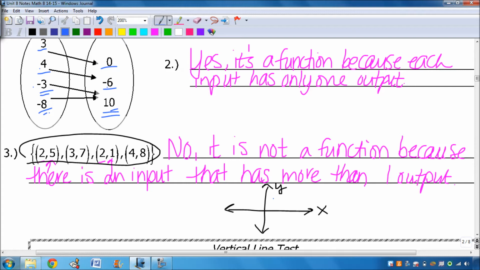And if I were to represent 3, 7, it would be to the right 3 and up 7, so it'd be a little bit higher. And then if I were to graph out 2, 1, it is right here, okay? And then 4, 8 is going to be even higher and more to the right. Now, if you notice, the 2, 5 and the 2, 1 are the two coordinates that give us a hard time, and if you connect them, they make a vertical line.